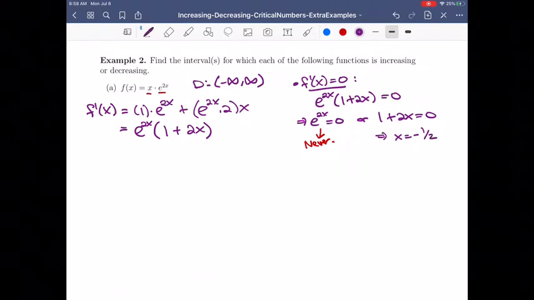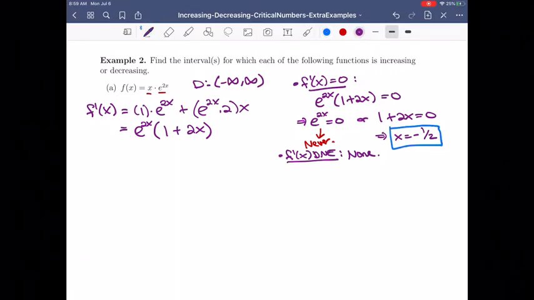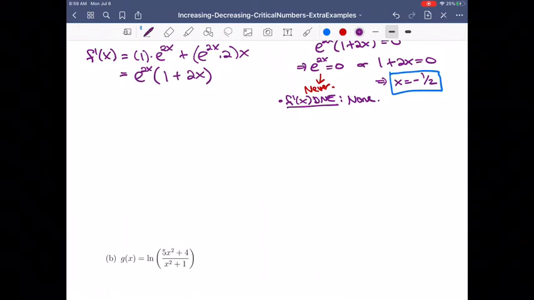And then we also want to ask, where does the derivative not exist? But again, there's none of these as well. So our only critical number is x equals negative 1/2. So that's what we put on our number line. So we have full domain, and it only could change at negative 1/2 when the derivative is 0. So we're going to try values that are bigger than negative 1/2 and less than negative 1/2.